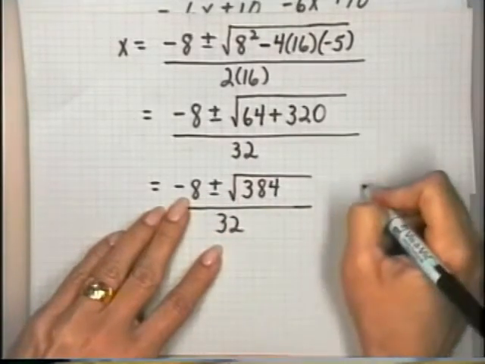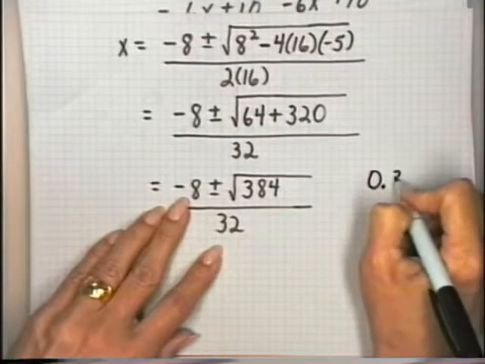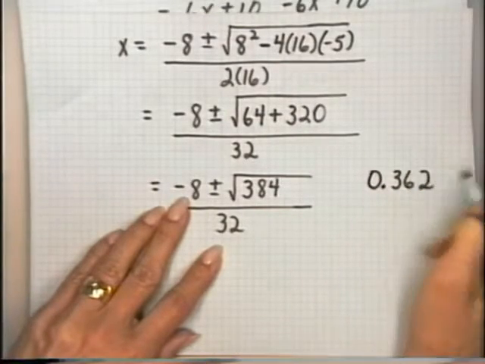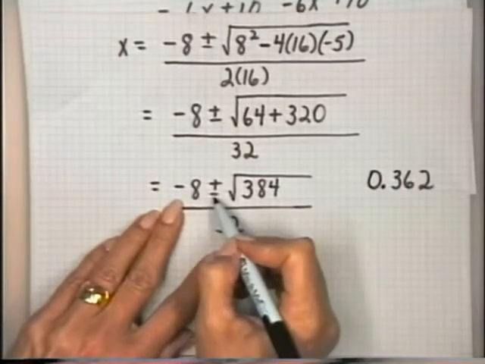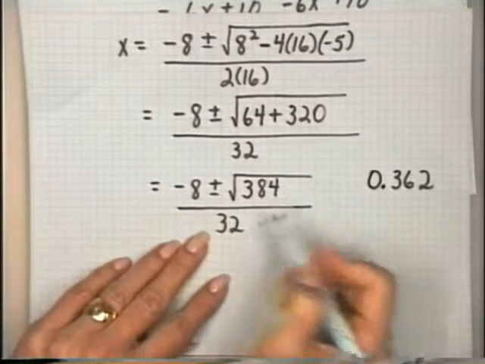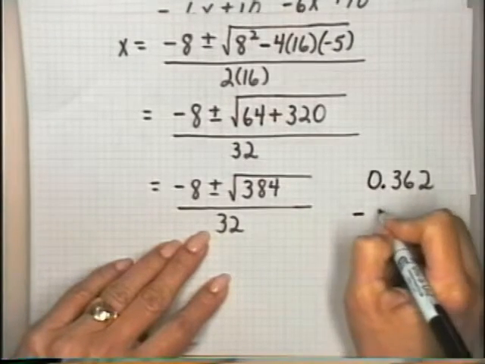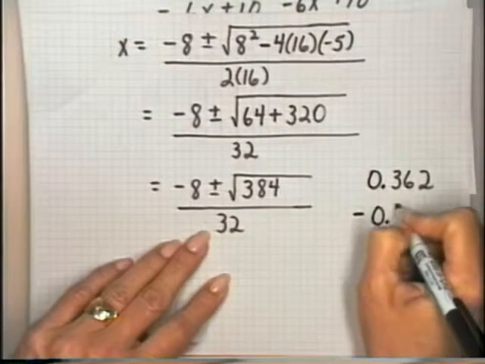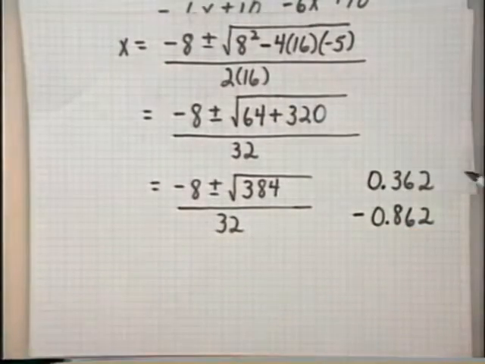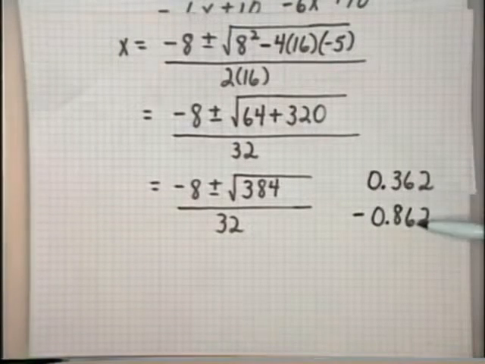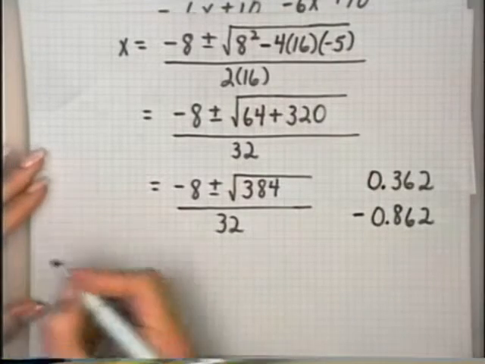The first value would be approximately equal to 362 thousandths. The second value, minus 8 subtract the square root of 384 over 32, is approximately equal to minus 862 thousandths. These are approximate values because I've had to round. Some teachers will take them, some teachers will not.